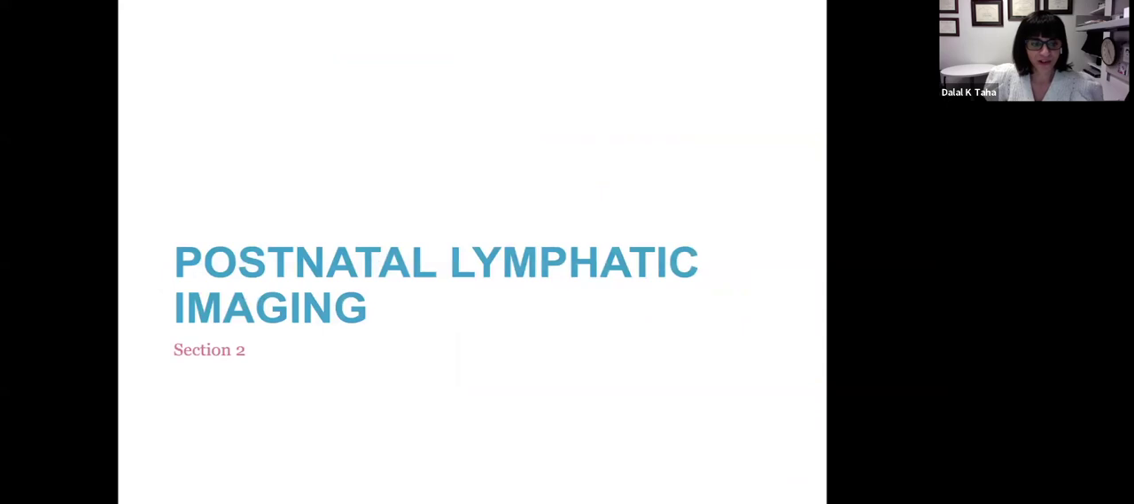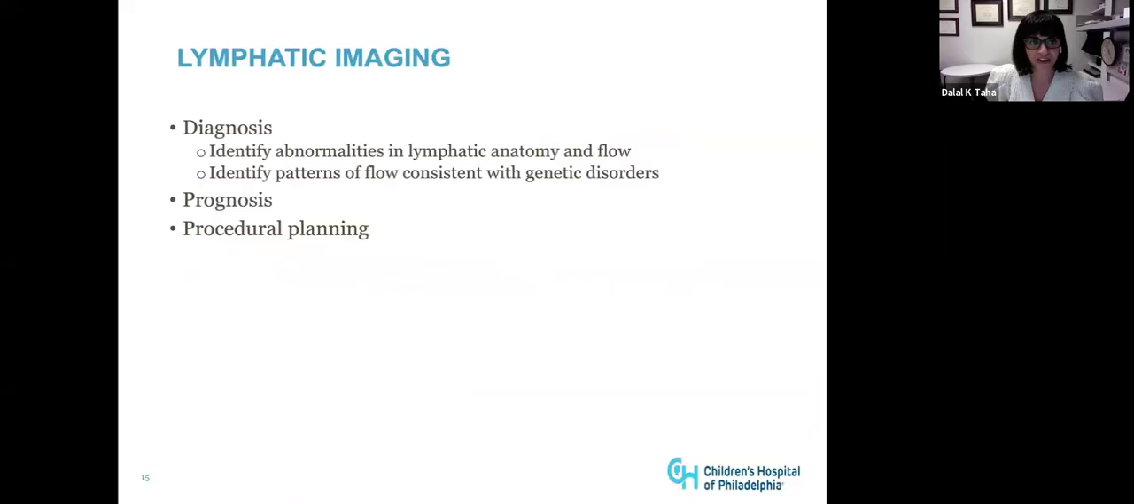So once the patient is born and we know or we suspect they have a lymph problem, there are various ways that we can diagnose it through lymph imaging. Imaging also gives us a good sense of prognosis because there are some disorders that we can identify, and yet we still don't have interventions or medical management. So that's important diagnostic information to share with families. But if there is a procedure, the imaging really guides what can be offered.